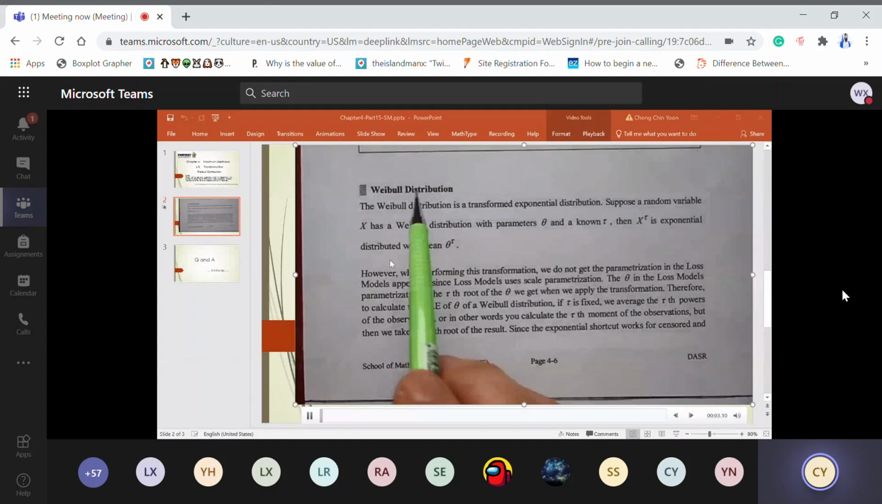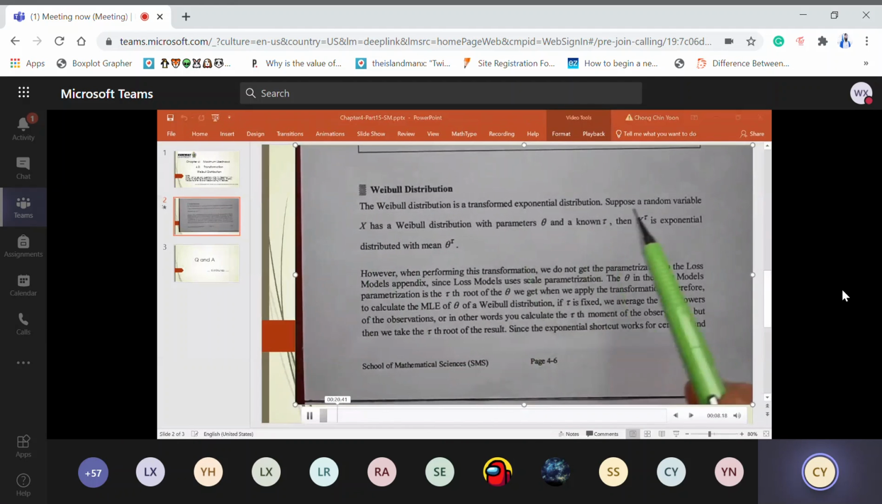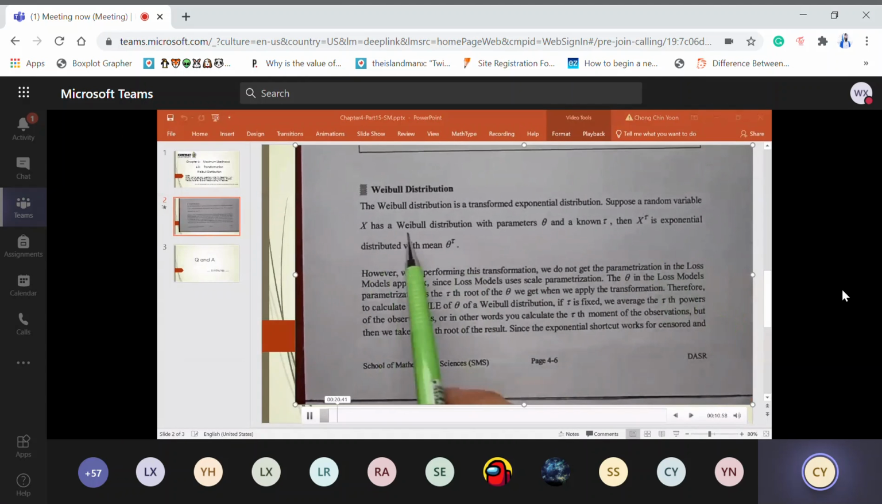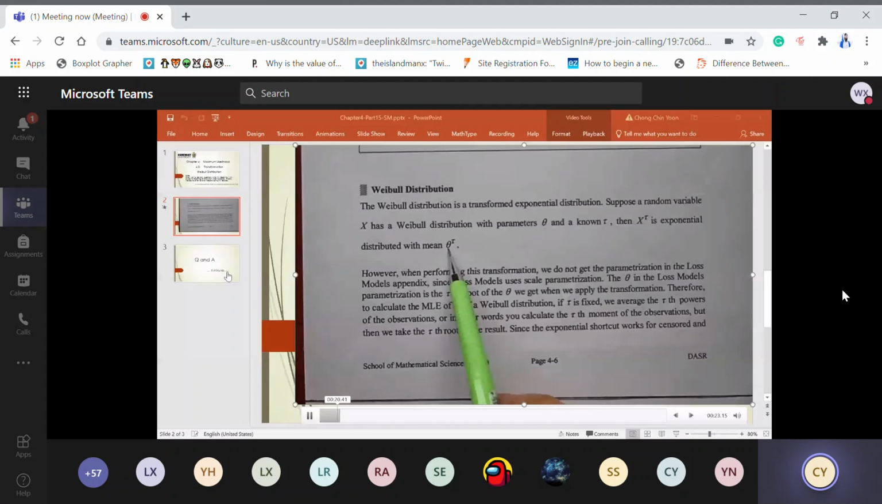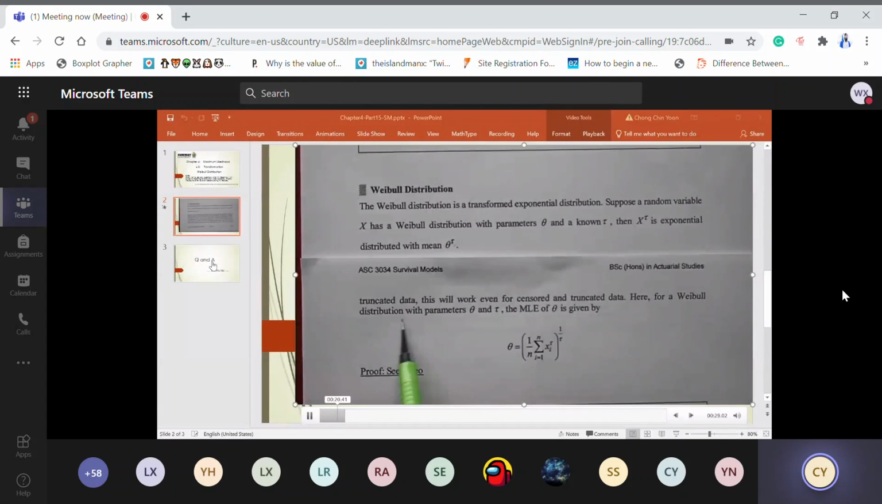The Weibull distribution is a transformed exponential distribution. Suppose a random variable x has a Weibull distribution with parameters theta and a known tau. Then the random variable x to the power of tau is exponentially distributed with mean theta to the power of tau. So here, for a Weibull distribution, under MLE, if tau is fixed, then the MLE of theta is given by the following formula. Proof.